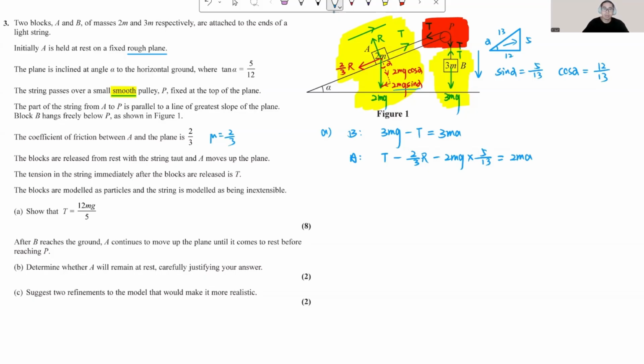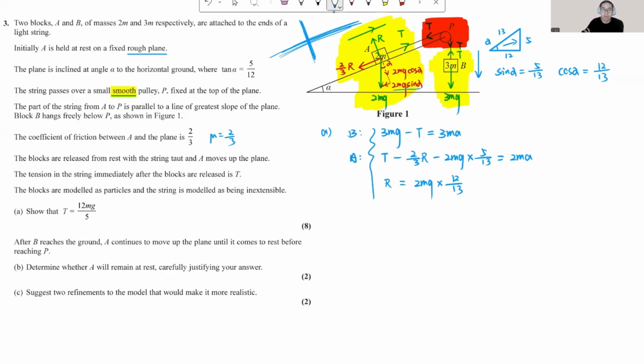Because the particle only moves in the direction parallel to the slope, the force perpendicular to the slope should be balanced. So up should equal down. The force perpendicular to the slope going up is R, and going down would be 2mg cos alpha, which is 12/13. So that would be the three equations we need. Now we just have to solve them.